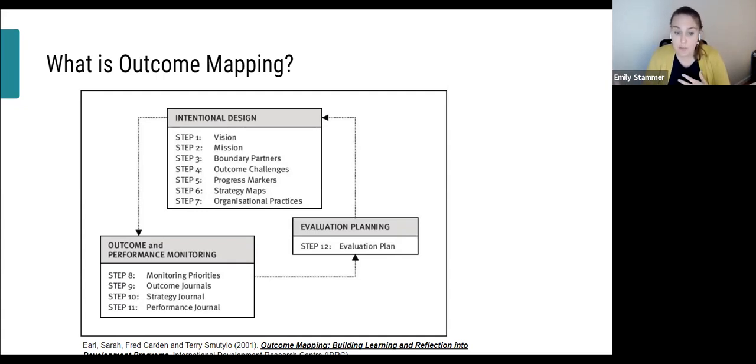In phase two, you're monitoring your progress, largely through what outcome mapping refers to as journals, which we'll talk about how we've adapted later. And then your stage three is evaluation, where you do a more in-depth review of progress, document, and use that information to feed back into your project or activity.